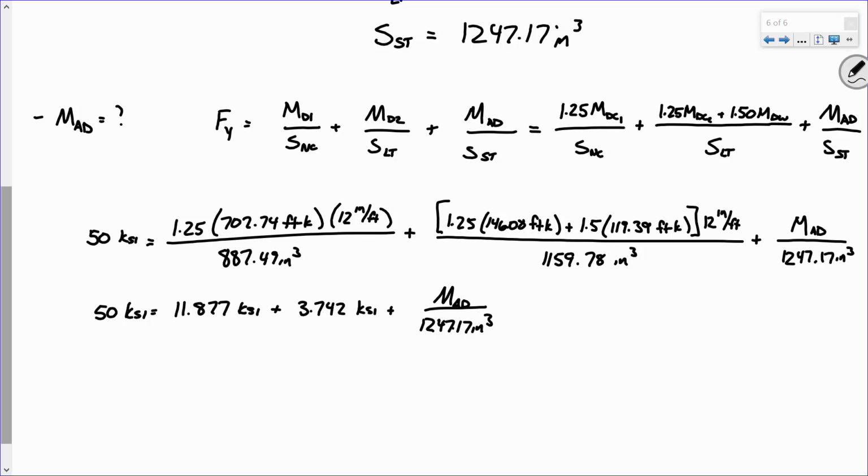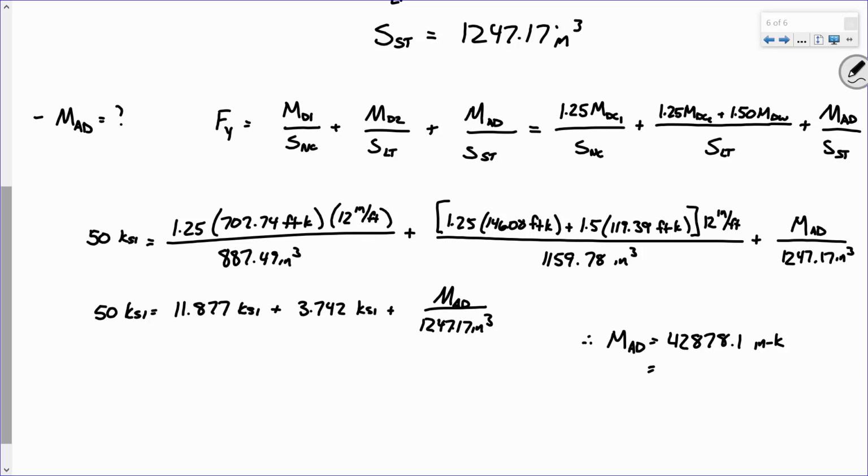Now, can I just sort of say over here on the side what MAD equals? I propose that it equals the following. 42,878.1 inch kips. And if you don't believe me, you can plug that in, or just take 50 KSI minus that, get an answer, and then multiply it by that. Close enough for government work, right? So that's in inch kips.